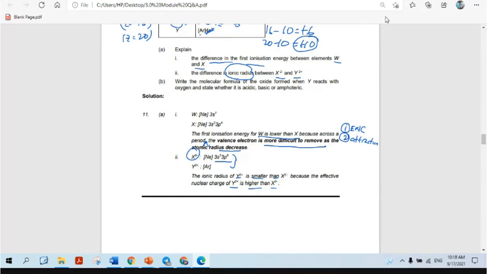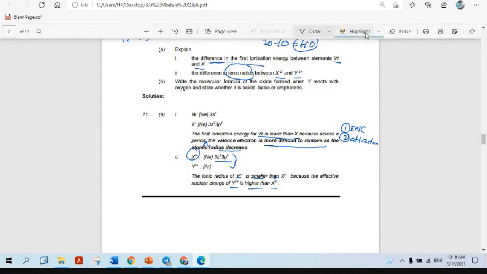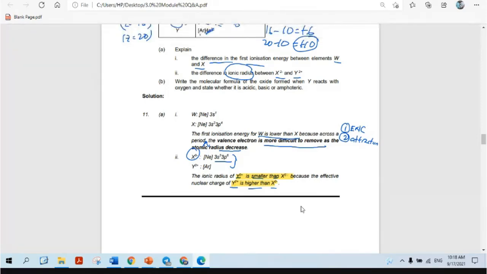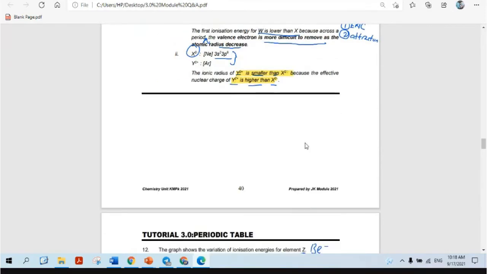So the comparison should be like this: Y2+ is smaller than X2+. Why? Because the nuclear charge of Y2+ is higher than X+. Always compare. Don't give the general explanation. Because the question specifically asks about X and Y, you must answer based on X and Y. Okay, that's all for ionization energy.